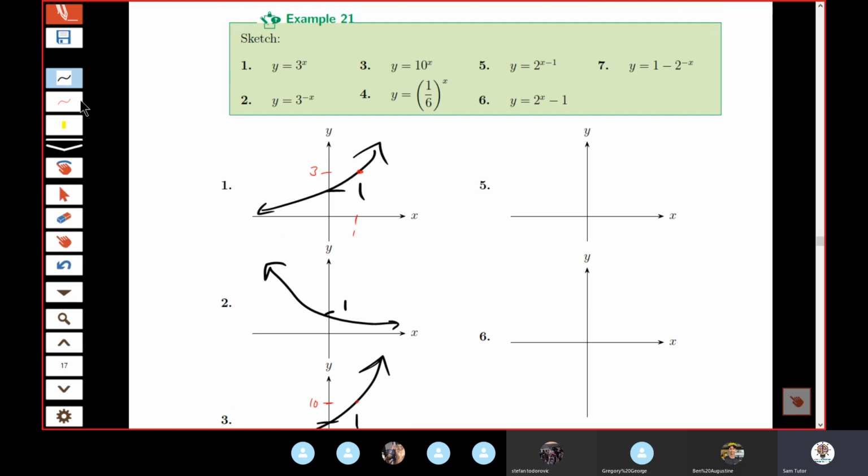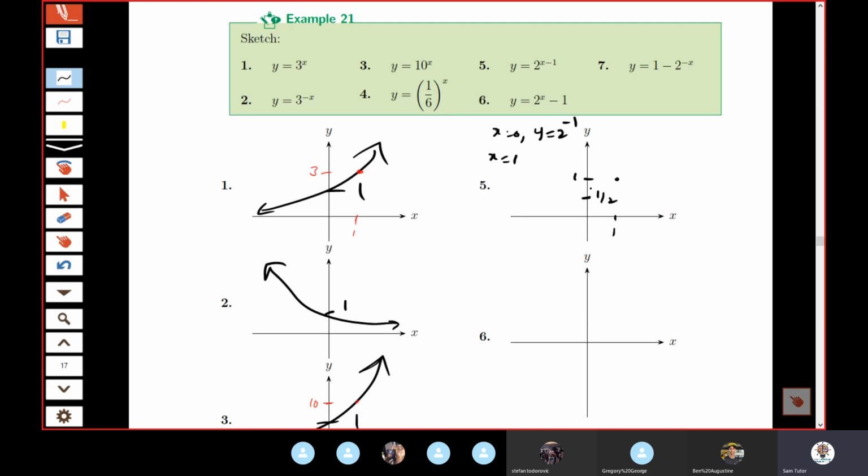Question 5, sub in x equals 0. When you sub in x equals 0 for question 5, you get y equals 2 to the power of negative 1. So when x is 0, y is a half. 2 to the power of negative 1 is a half. When x equals 1, 1 take away 1 is 0. 2 to the power of 0 is 1. So at 1, it's 1.